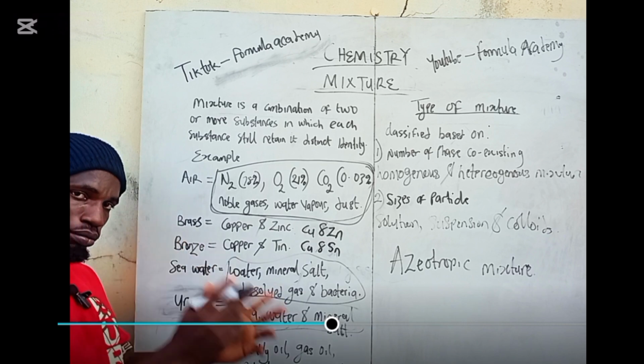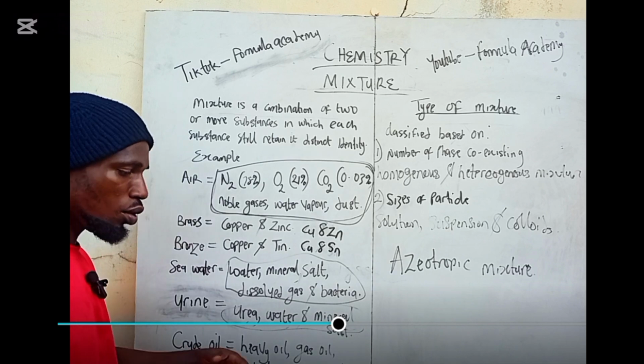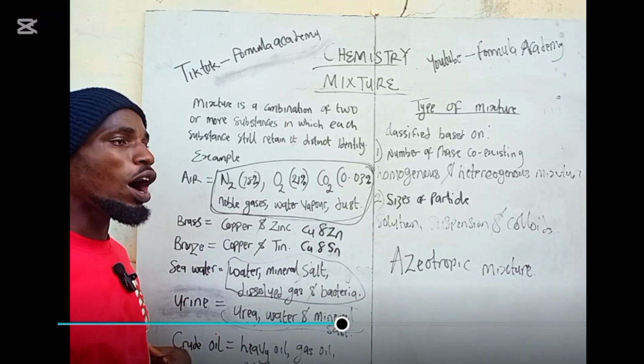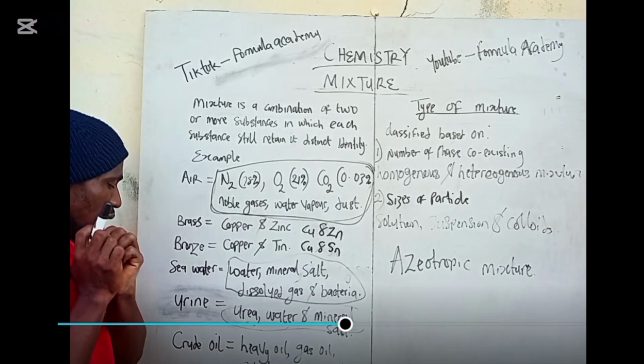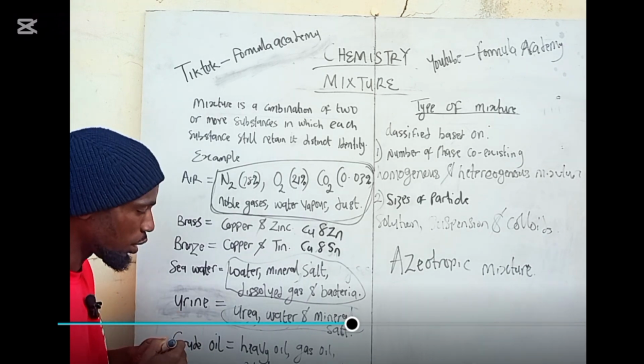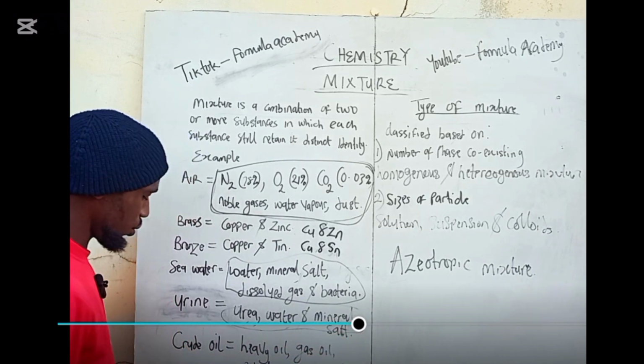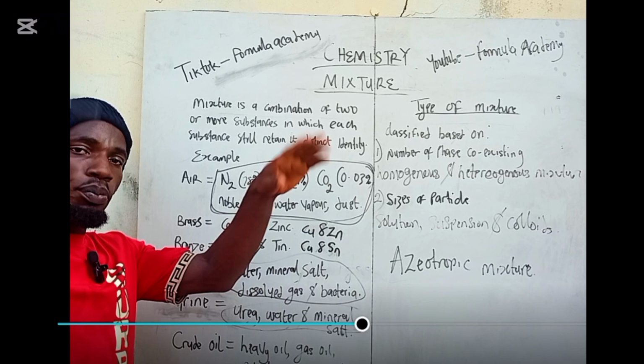Next type of mixture is urine. Normal urine that humans pass out or animals pass out is an example of mixture, and its constituents are urea, water, and mineral salt.